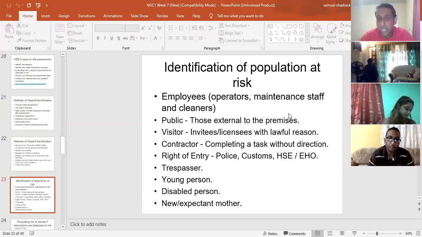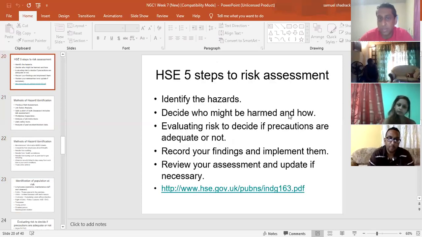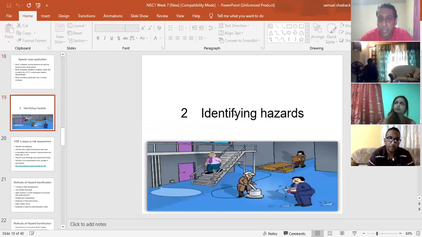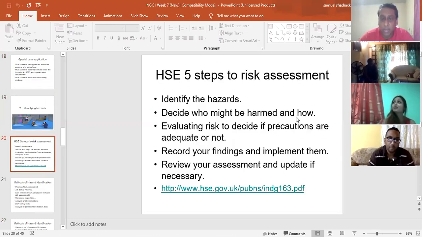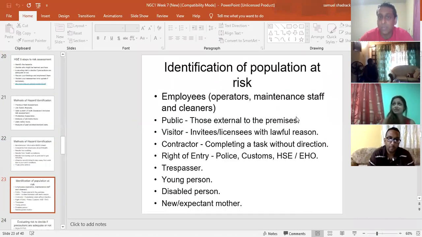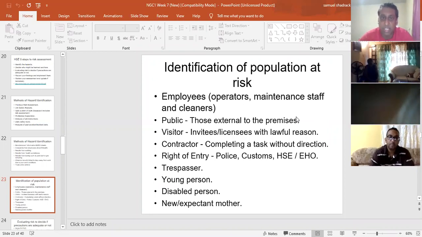Who are the population at risk? This is step 2 in the risk assessment. And let me just go back and show you what I'm talking about. Step 2 would have been this. Who could be harmed and how? And again, the who could be anybody. So we have here members of the public, operators, maintenance staff, cleaners, visitors, contractors. All of this we did before. One of these is on a recorded session already. Young persons, disabled persons, etc.